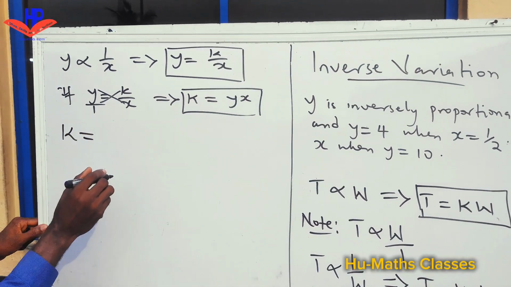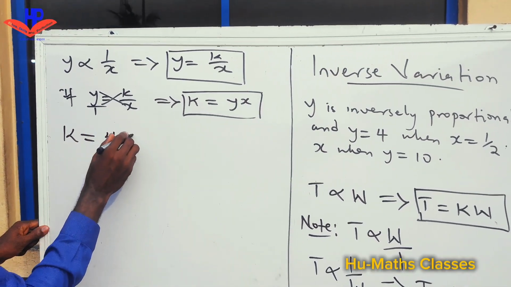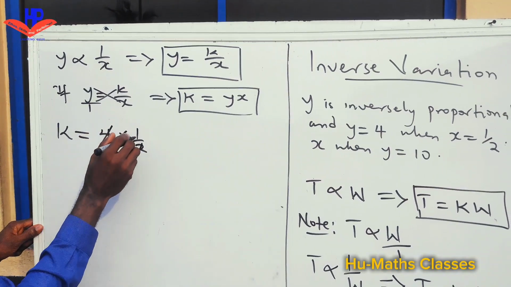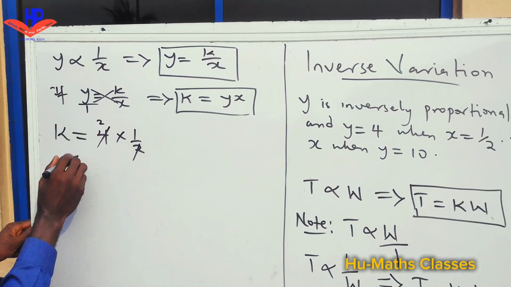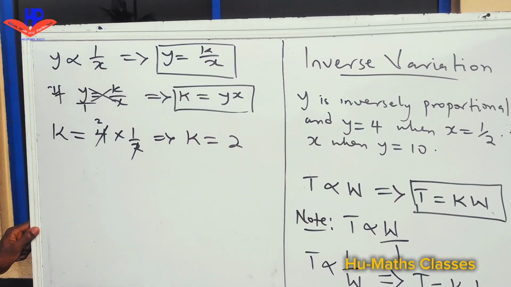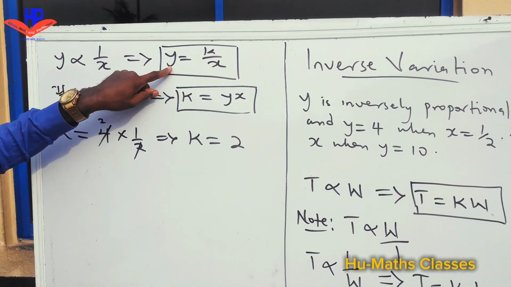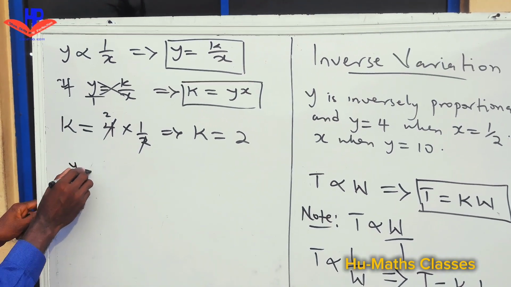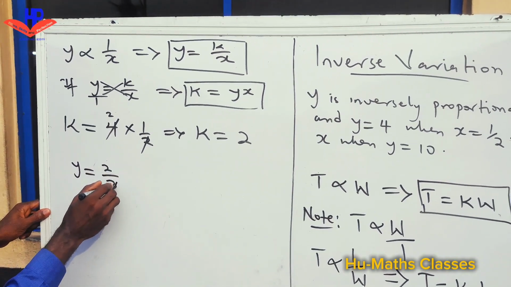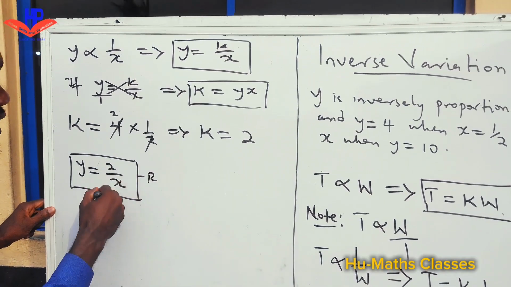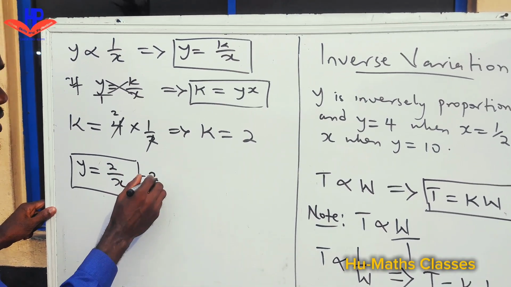K will be equal to Y, which is 4, times X, which is 1 over 2. 2 we cancel 4. It will be left with 2. So our K is equal to 2. Now we know K to be 2. So our relation between Y and X will now be written as Y is equal to 2 over X. This defines the relation.